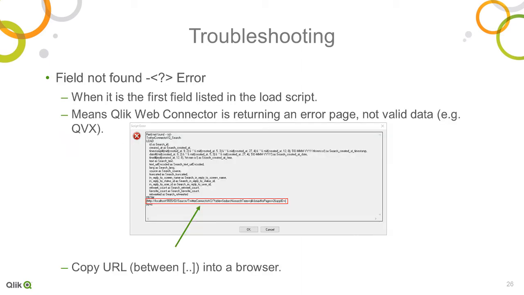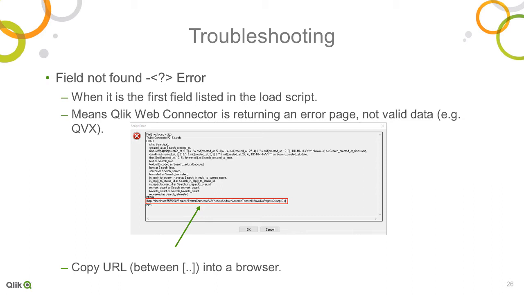There's a few good things to just be aware of. If you see a field not found error like this in QlikView, the error is a bit different in sense, but we'll look at that in the demo. It usually means that the web connector is returning an error page instead of the QVX table that you're expecting. So at that point, you just want to copy this URL.